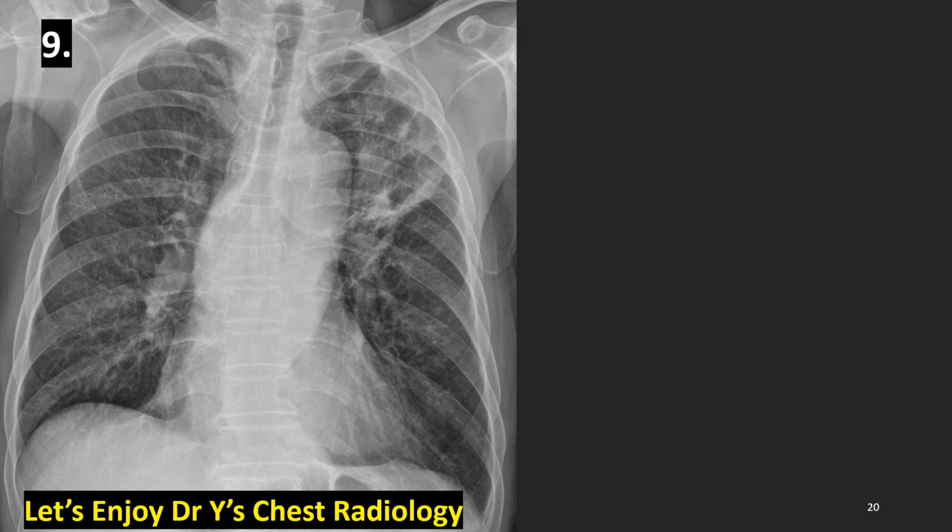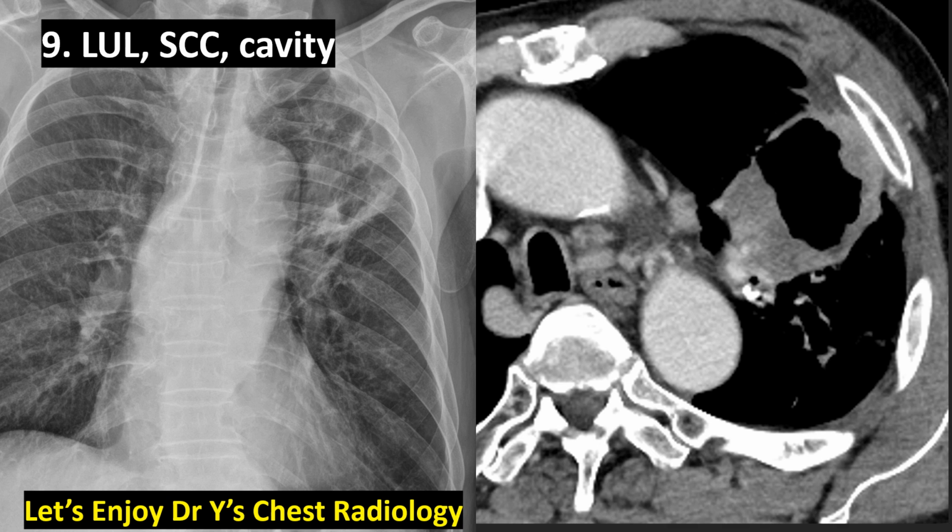Ninth, somewhat simple image findings. A large mass with central gas density cavitation, separated from the descending aorta margin. In the axial CAT scan, we see the large mass with cavitation, probable visceral pleural invasion, even suggesting the possibility of a rib invasion. Yes, the mass is not in touch with the descending aorta. This mass is in the left upper lobe location, squamous cell carcinoma.